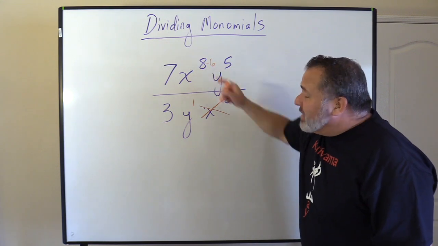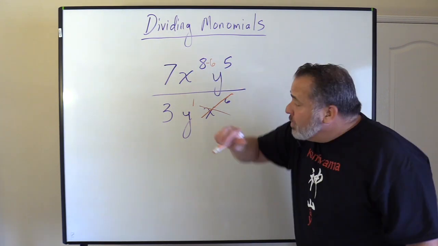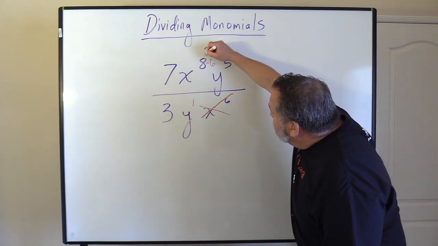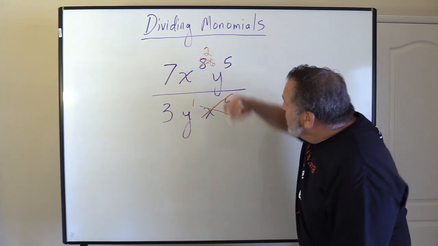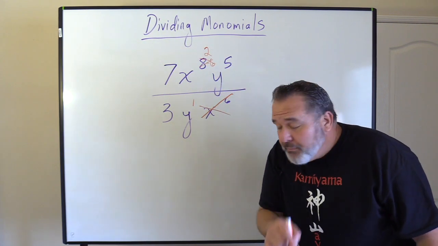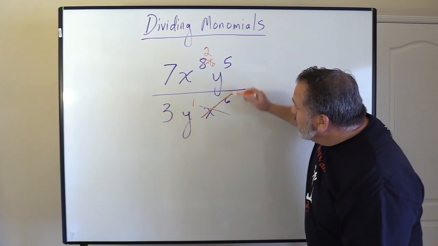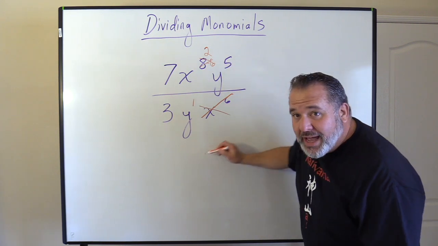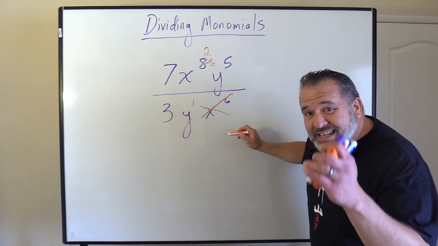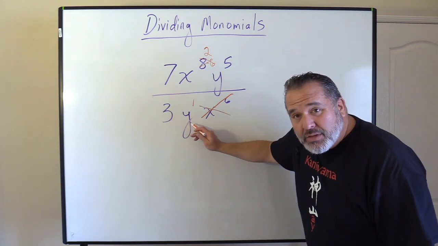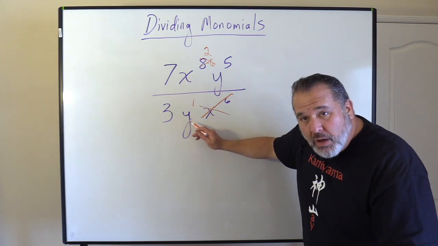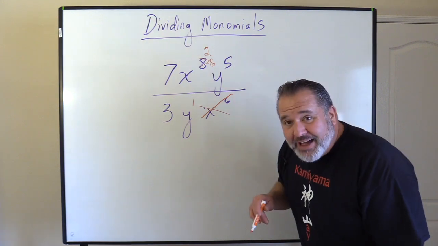So what's 8 minus 6? It's 2. So this is going to become a 2. Okay? Now, look at the next one. You got y to the 5th. Do you have any y's on the bottom? Yes, you do. You got y to the 1st. Now, which exponent is smaller? The 1 or the 5?